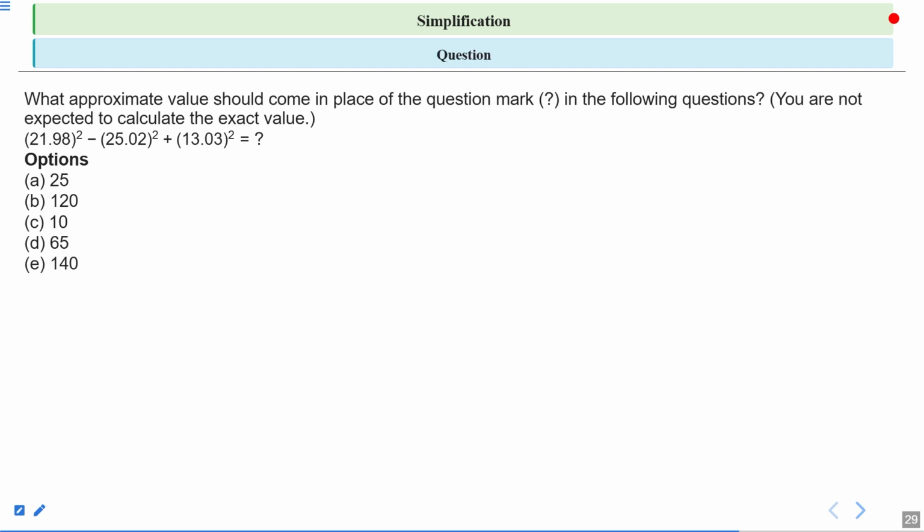What approximate value should come in the place of question mark in the following question? You are not expected to calculate the exact value. The question is 21.98 whole square minus 25.02 whole square plus 13.03 square equals question mark. There are 5 options. A is 25, B is 120, C is 10, D is 65 and E is 140. You have 10 seconds to solve this question. Your time starts now.